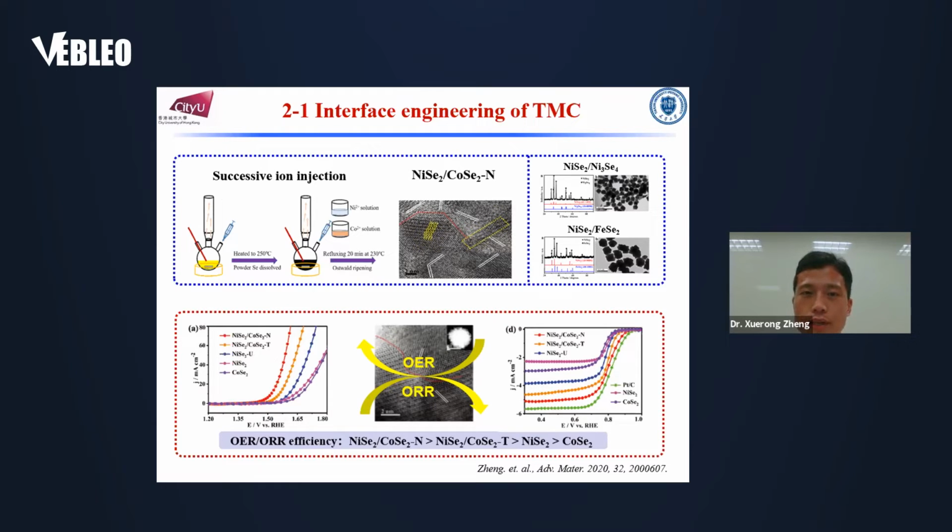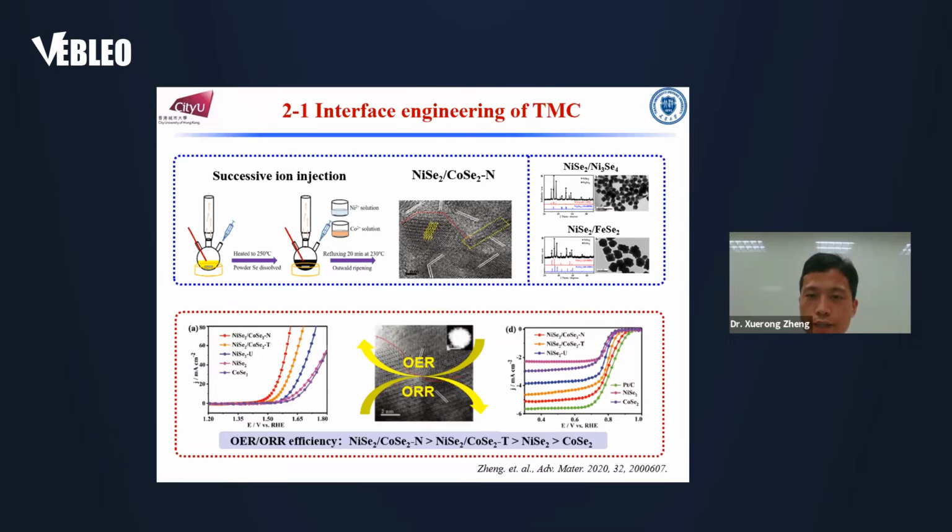And then we use this method to prepare other kinds of interface structures, like the nickel selenides with different structures, and also nickel selenides and iron selenides. Therefore, this method is a general method for controlling the interface engineering. And then we investigate their electrocatalytic performance, like the oxygen evolution and oxygen reduction. And we find that with the increase of the interface density, their catalytic property can be enhanced.